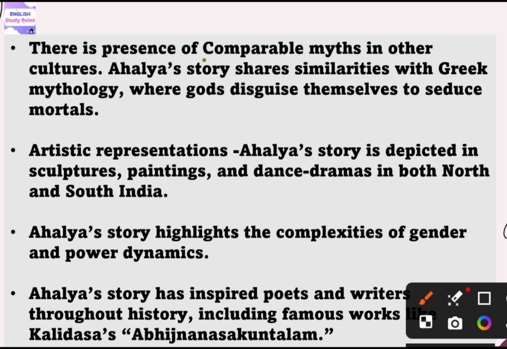Here we see that there is presence of comparable myths in other cultures, meaning a kind of comparing of myths taken from other cultures into the literary work of one specific culture. Let's take an example: Ahalya's story shares similarities with Greek mythology, where gods like Zeus, disguised in the form of a swan, try to rape a mistress. So here we see that there are intercultural resemblances which reflect the universal themes of temptation and betrayal.